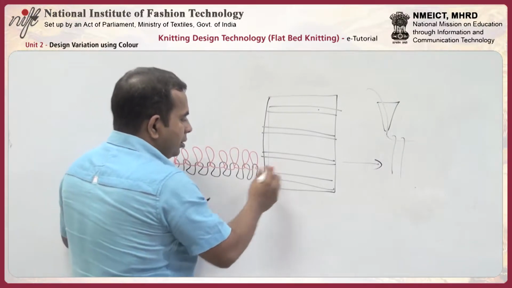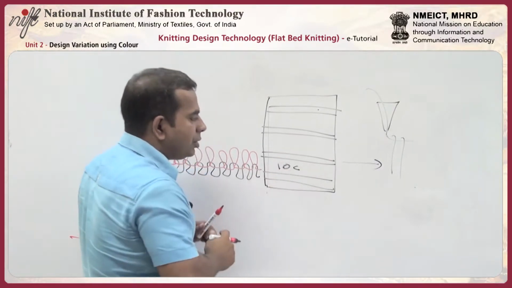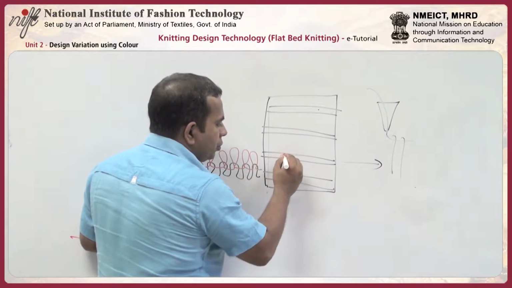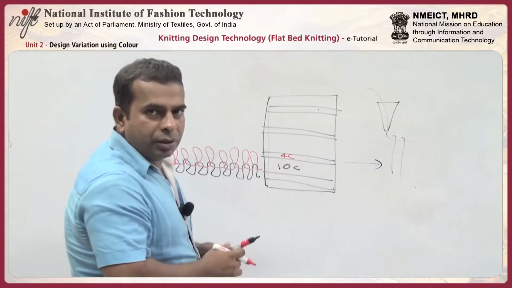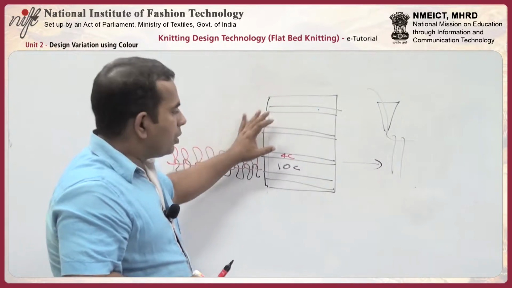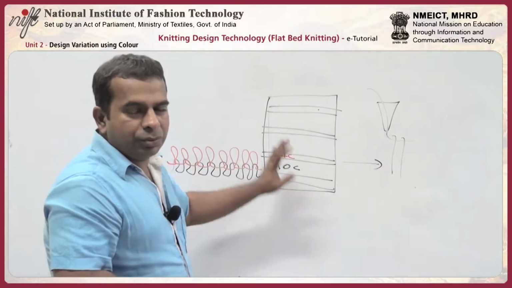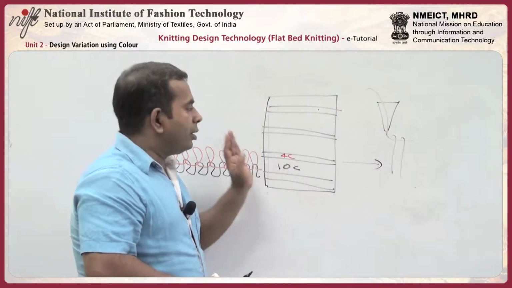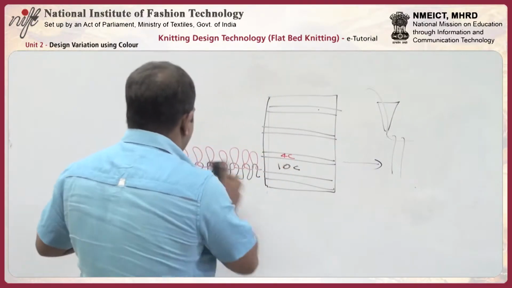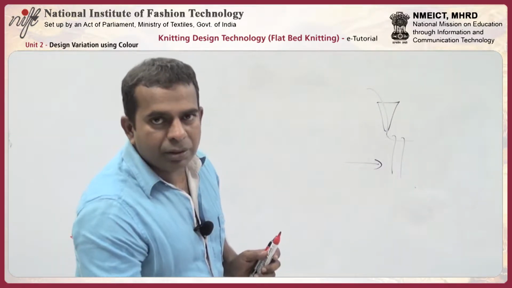So here if there are about 10 courses, we have knitted with black color. Here let's say there are 4 courses knitted with red color. When we keep doing this in a repeated manner, we will start getting stripes. This is the easiest way to put colors into any of the knitted fabric. Now you can see the same thing in machine.